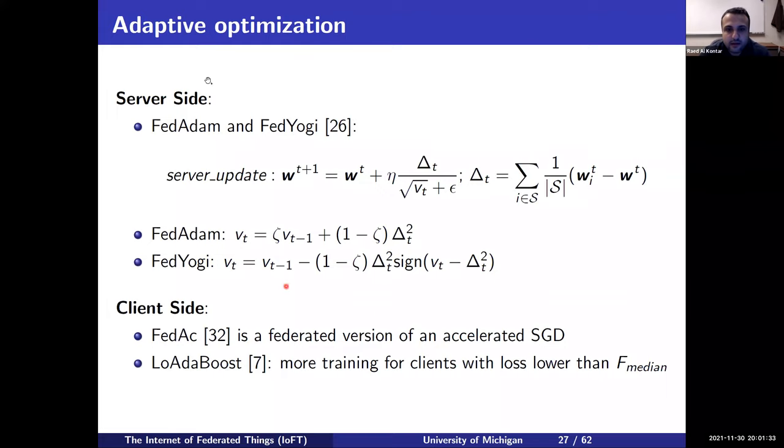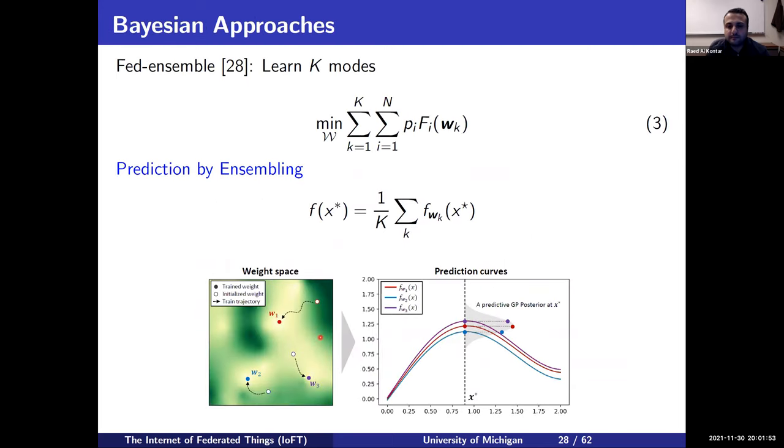There is also, in adaptive optimization, some approaches that try to rethink the client side function. So the client update, for example, instead of doing adaptive step sizes just on the global server, they do it on the local server. Okay, so those approaches are basically borrowing the ideas from adaptive optimization to distributed and federated settings.